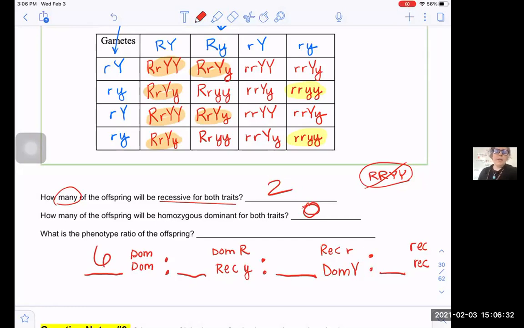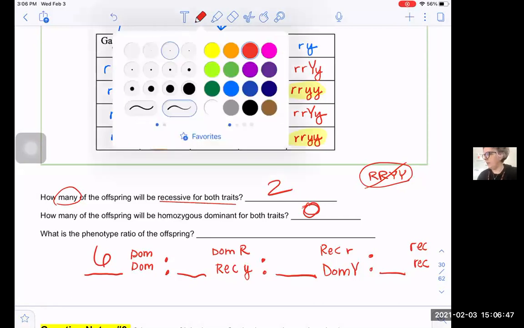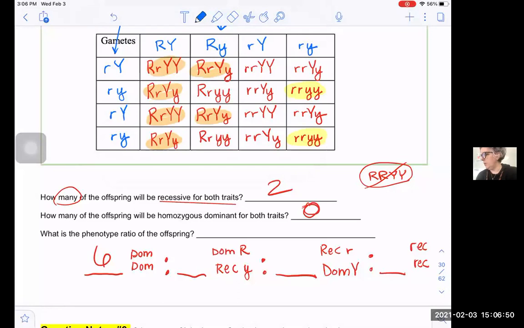The next number is how many are dominant for the R, but they're recessive for the Y. So they have a big R, but they are homozygous recessive for yellow, green, I guess, this is the Y. So I'm gonna highlight these guys in blue. So I have one here. I've got one here. Do I have any other ones? I don't see any other ones. So what's my second number?